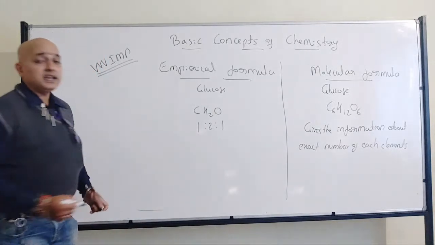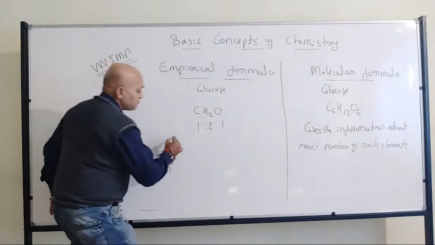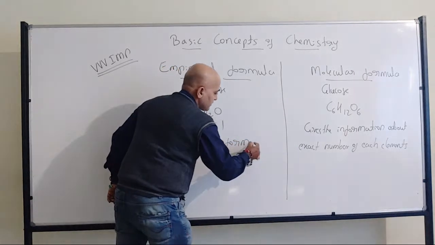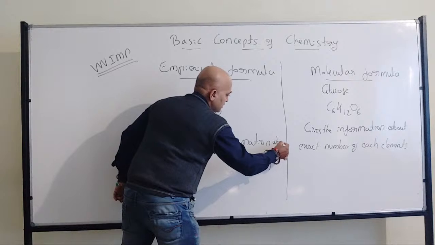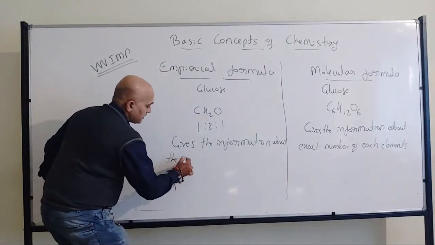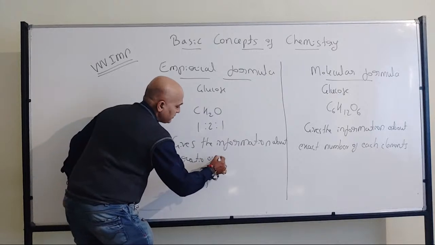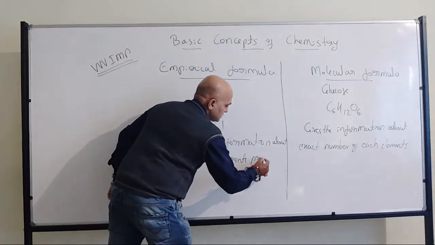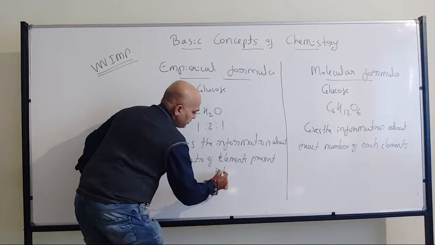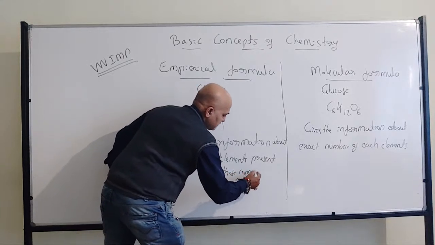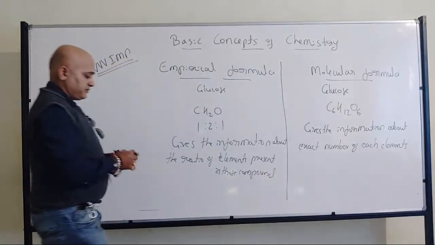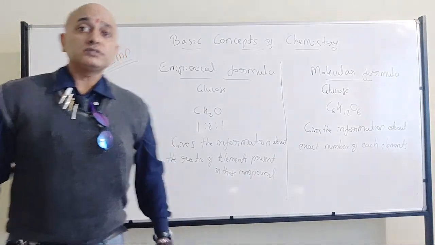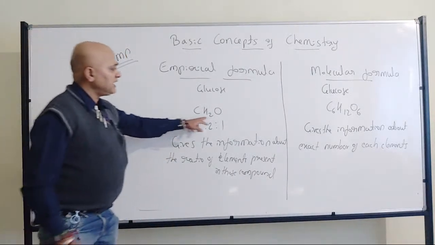But when it comes to empirical formula, it just gives the information about the ratio of the elements present in those compounds. Nothing else. It will just give the ratio. That means, what is the ratio of carbon, hydrogen and oxygen in glucose? That is 1 is to 2 is to 1. That's what I can see here.